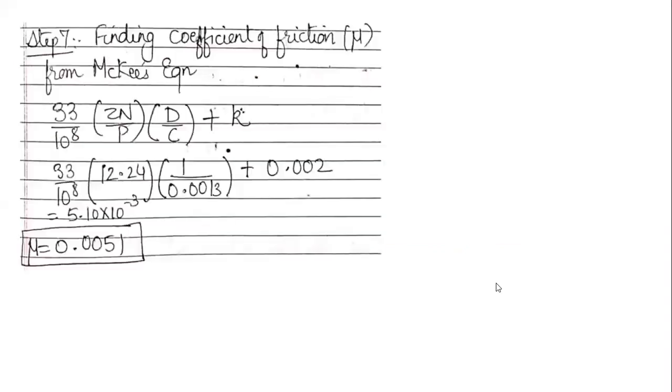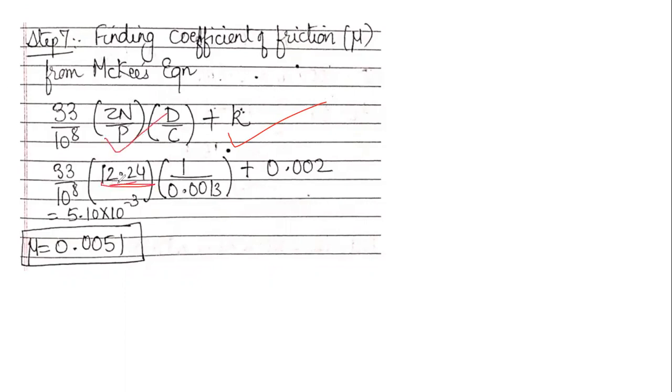Moving ahead, now we will use Mackey's equation. We will use this equation since, like I told you, if we use the one which is there in the PSG Design Data Book, there the Z is in centipoise. So we will not get the correct values. Hence we are using 33/10⁸ Zn by P into D by C plus K.